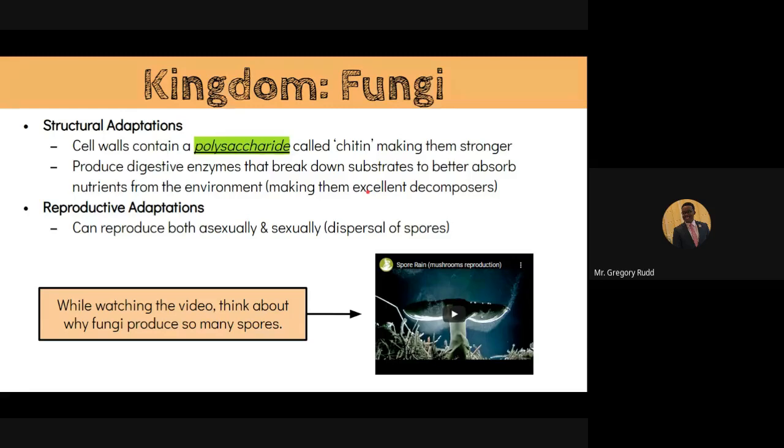The reproductive adaptation for a fungi is that they can reproduce both asexually and sexually. And they reproduce sexually via the dispersal or the release of spores, which is what we're going to watch in this video.